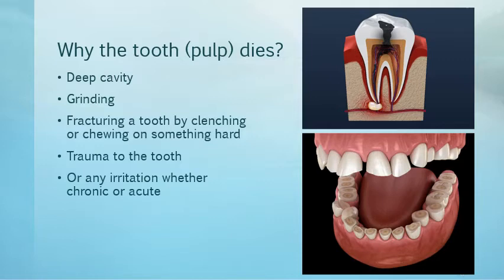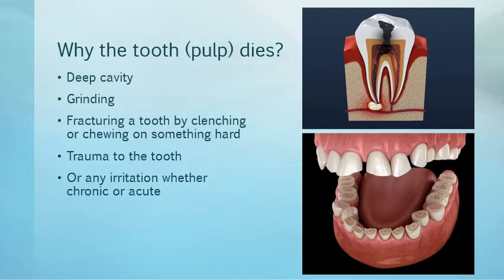Another cause of the pulp dying is grinding. I've seen individuals grind their teeth right down to the pulp chamber. Bacteria will travel from the mouth into the pulp, and the same thing happens to it as above. Also, fracturing a tooth by clenching or by chewing on something hard can lead the pulp to die. Bacteria will travel through fractures, and if deep enough, will hit the chamber, leading the pulp to die.